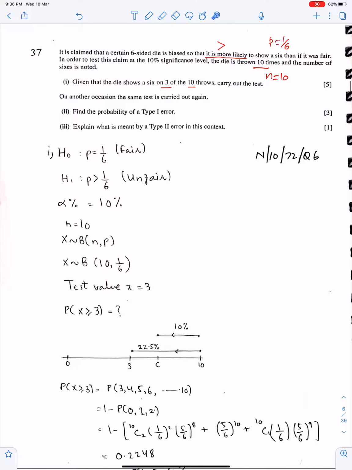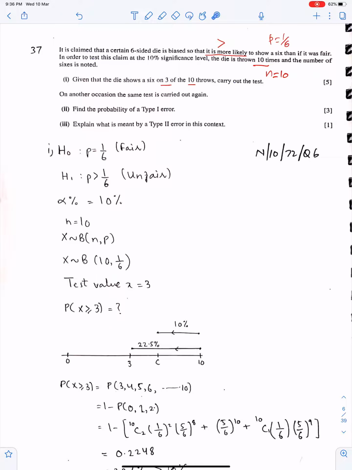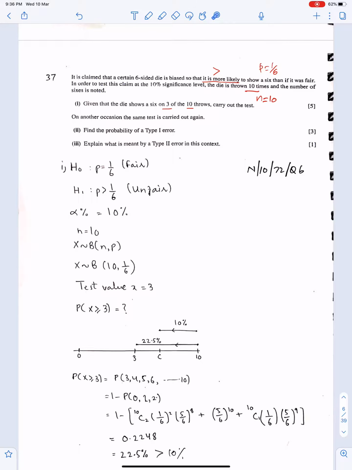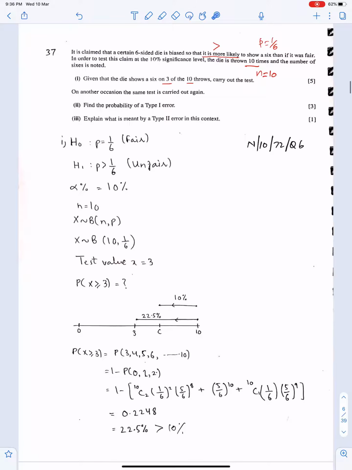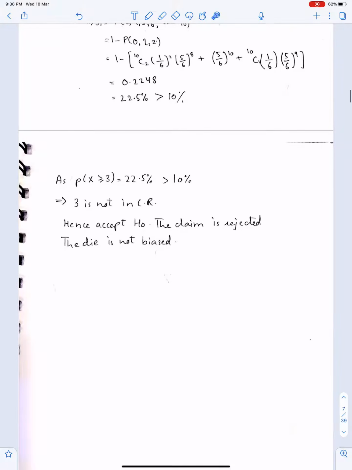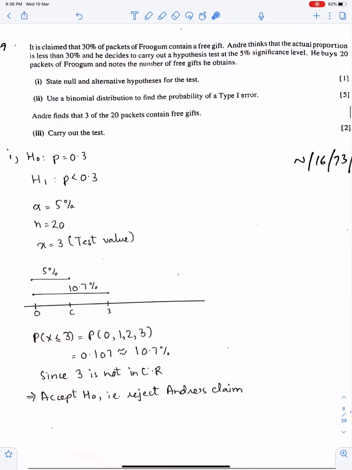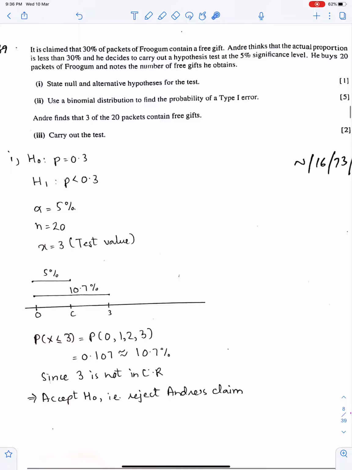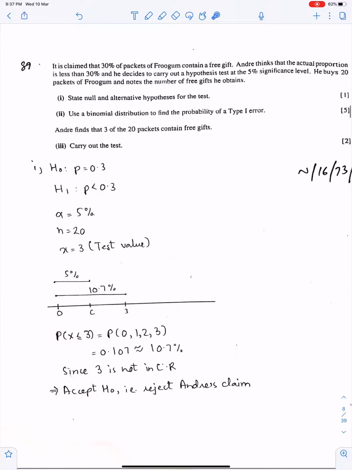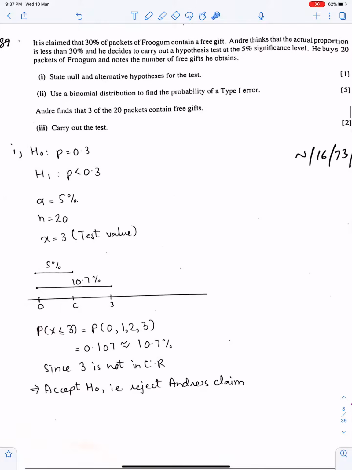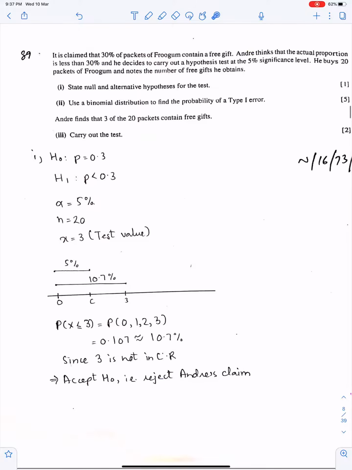See, the testing is very simple, especially the testing of binomial. Again, we have a binomial question. Well, I'm not discussing type 1 and type 2 errors, I'm just discussing the testing. I will discuss type 1 and type 2 errors in my next lecture, inshallah.